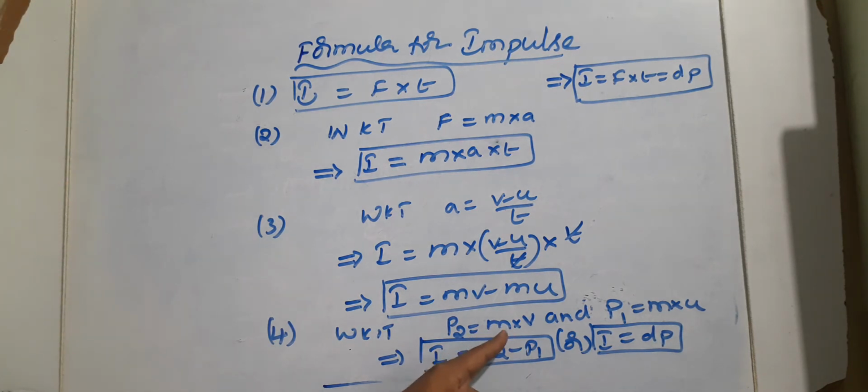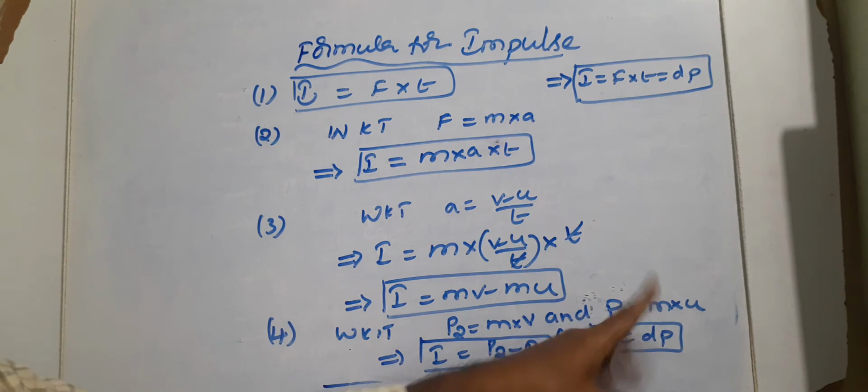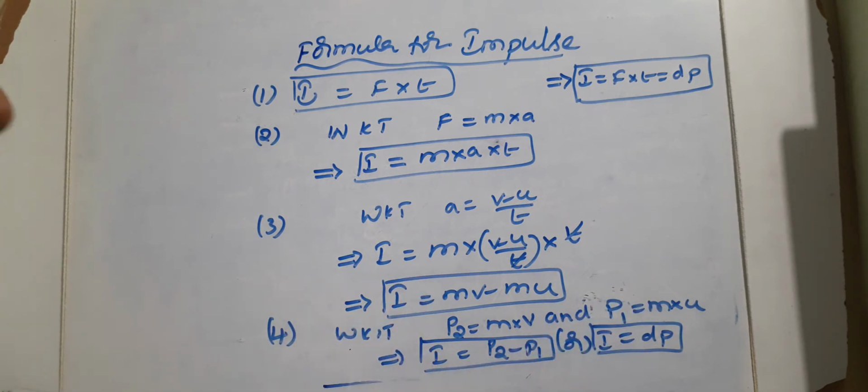P2 is the final linear momentum, P1 is the initial linear momentum, but momentum is a product of mass and velocity. About the momentum, we explained in the previous videos what momentum is, what linear momentum is, what its units are, and the different expressions for linear momentum. It is clearly explained in the previous videos. You can see and understand about the linear momentum.